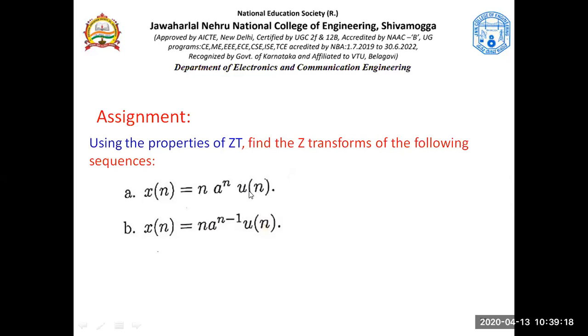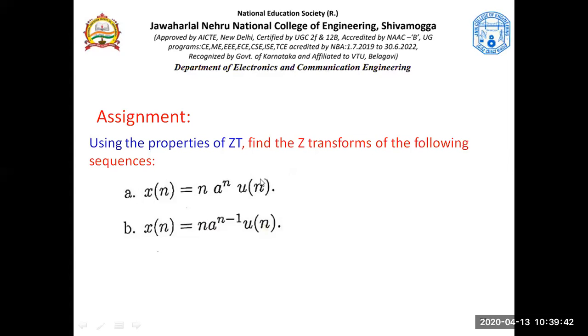Is u of n the basic signal? Or a^n u of n is the basic signal? Or the whole signal given is the basic signal? This needs to be understood. Yes, u of n is the basic signal, but since there is a^n, you can take this whole signal a^n u of n as the basic signal, because we know the Z transform of a^n u of n.